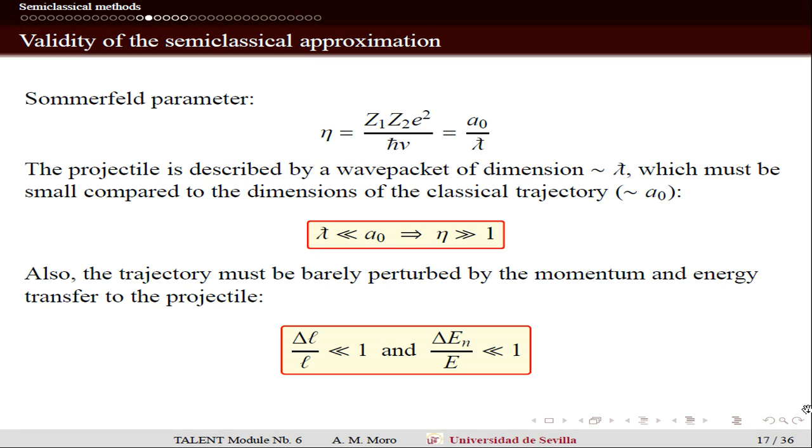In addition to that, remember, in order to solve our equation of trajectory independently of the rest of the potential, we have to assume that the trajectory is not much affected by the energy transfer to the projectile or the angular momentum transfer. These two conditions we already had at the beginning in the general case. So we have all these conditions that are necessary for the validity of the expression that we will show now. Okay?